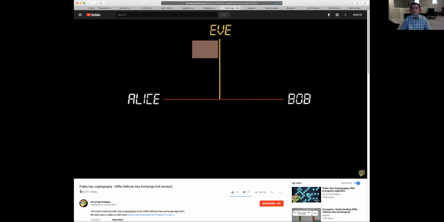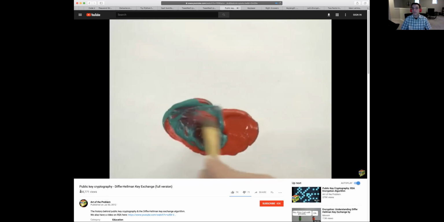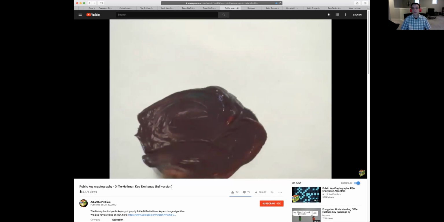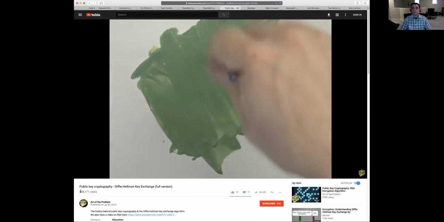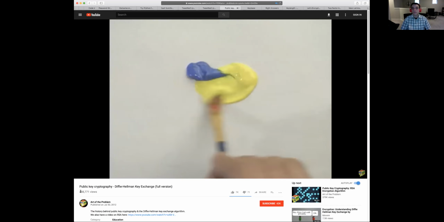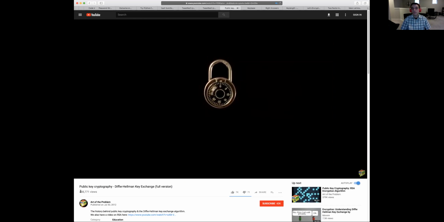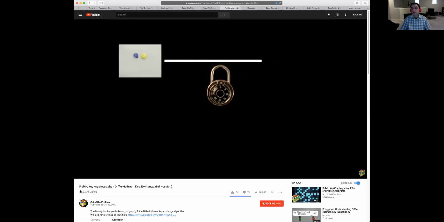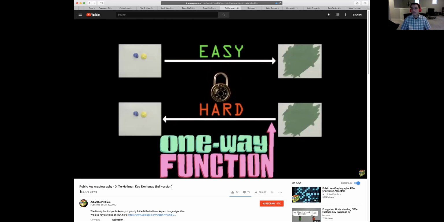The trick is based on 2 facts. 1, it's easy to mix 2 colors together to make a third color. And 2, given a mixed color, it's hard to reverse it in order to find the exact original colors. This is the basis for a lock. Easy in one direction, hard in the reverse direction. This is known as a one-way function.